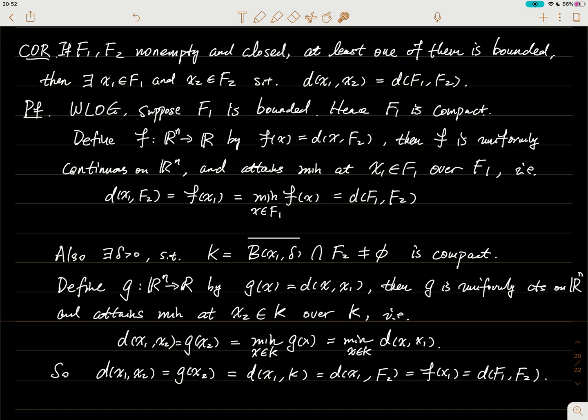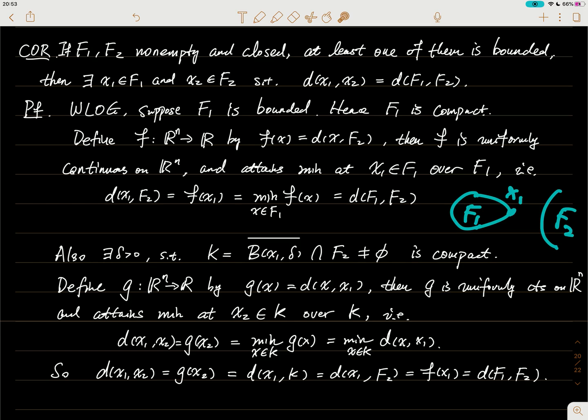Remember that we're considering this in the space of Rn, so the bounded closed set will be compact. So K is compact, and now I will define a function g. Remember that previously we have this as f1, this as f2, and then we have this x1 point here. And now I define my g function to be the distance: g(x) is the distance between x and x1. So for any point over the space Rn, g(x) is defined in this way.